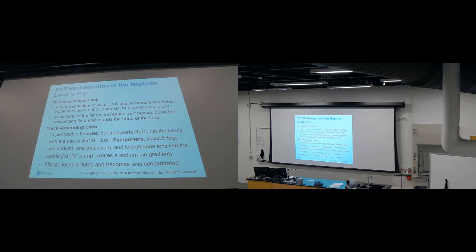And then you go moving this fluid into the ascending limb, which is totally impermeable to water. So in here, you will transport sodium chloride, and then you have some importers like sodium potassium chloride importers that bring 1 sodium, 1 potassium, and 2 chloride ions into the tubule. So that's where you change a lot of the concentration gradient of sodium. And then the filtrate loses solutes and becomes less concentrated.